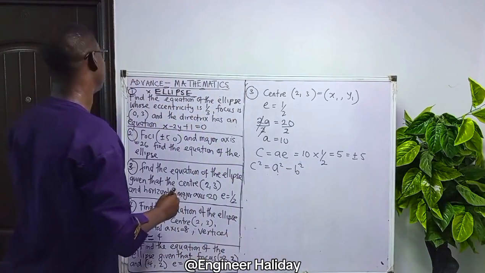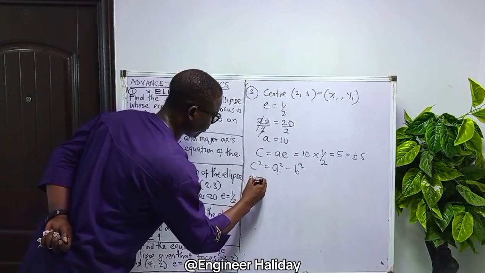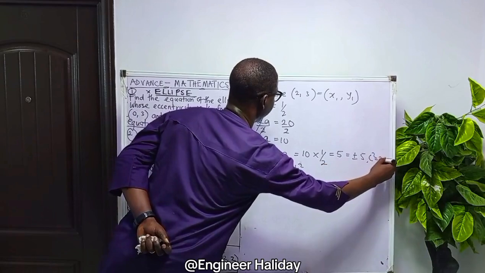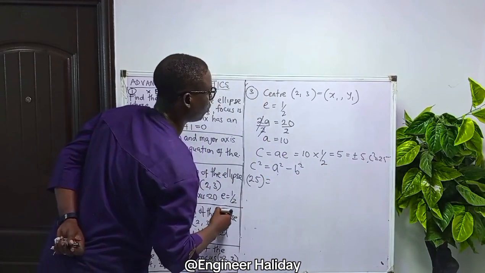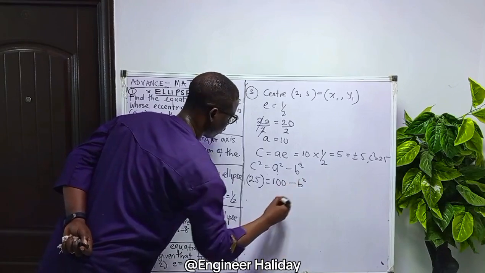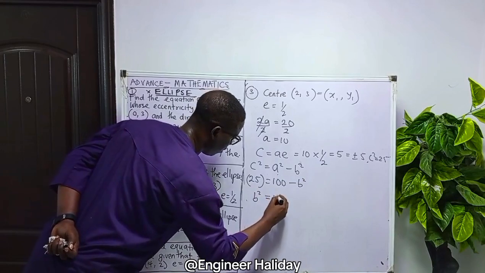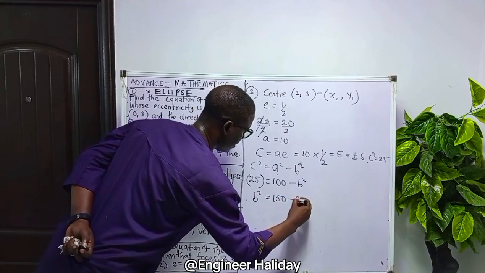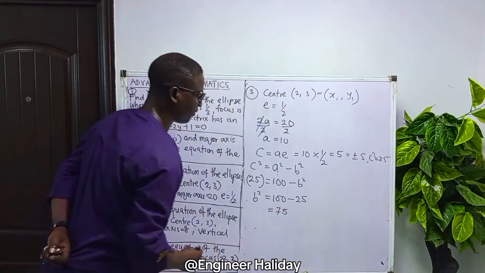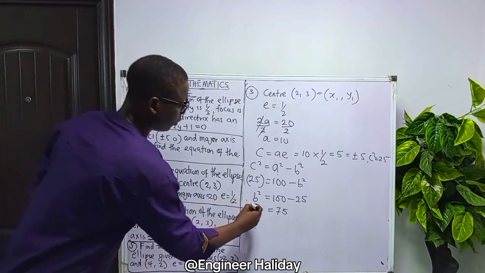A very important formula for the ellipse. So c squared is, 5 squared, 25. What about a squared? a squared will now be 100, since 10 squared is 100, minus b squared. So we play with it. We have 100 minus 25, so I want to have 75. That is b squared, no need to bother ourselves.